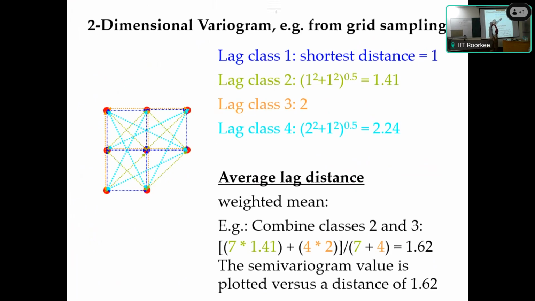So it's not the average between 1.41 and 2. It's the weighted average between them. And because we have more pairs in class 2 than in class 3, the weighted average is closer to the average of class 2 than to the average of class 3. Simple, obvious calculation.